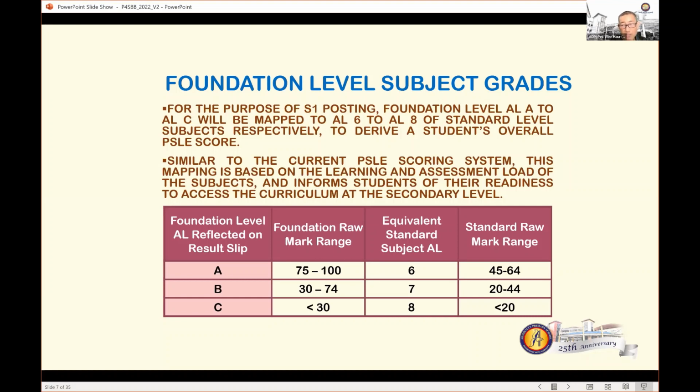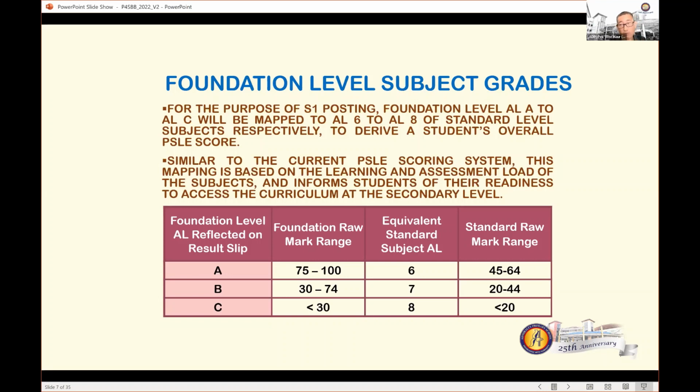So that's the question that we ask. Is the child in danger of getting an 8? If the child is not in danger of getting an 8, we will keep them in standard subject, particularly for math. Some of us will know that for mathematics, if the child gets an AL8, most likely the child might be requested to repeat primary 6. So that's something that we hold very carefully in terms of our children.